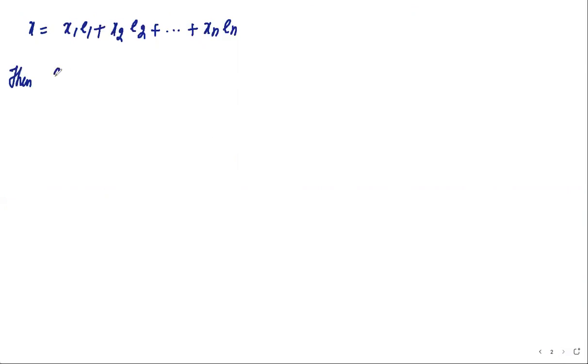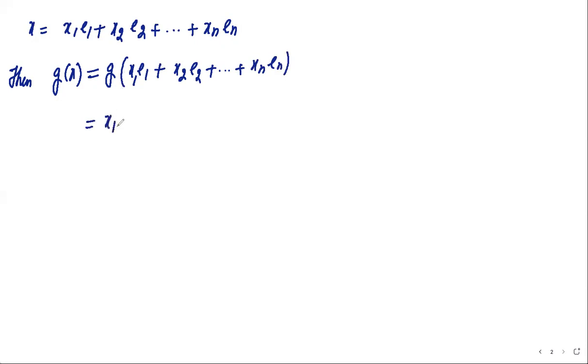So then g of x. Now this g of x is equal to g of x1 e1 plus x2 e2 plus so on, plus xn en. Now since g is assumed to be a linear functional, so it's a linear map, therefore we can write this as x1 g of e1 plus x2 g of e2 plus so on plus xn g of en.